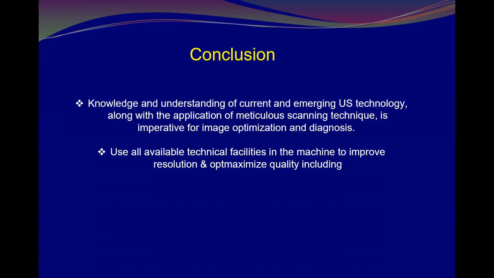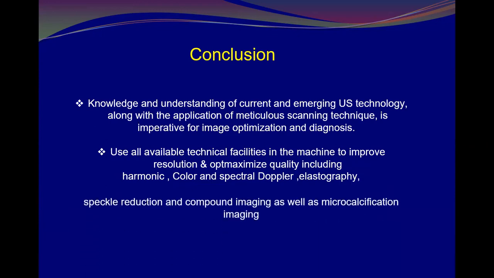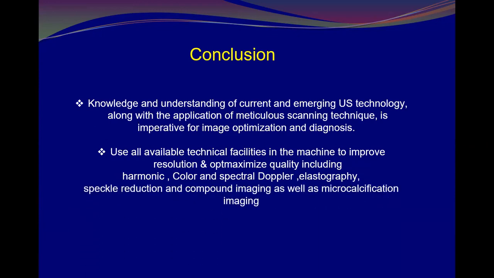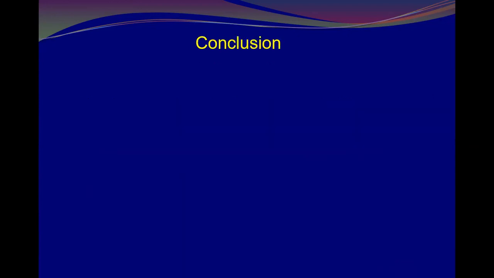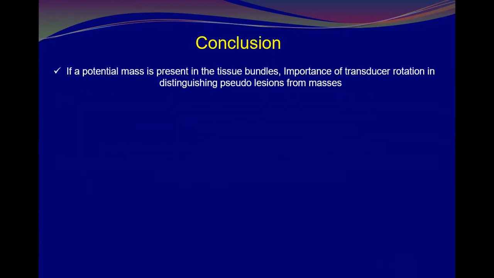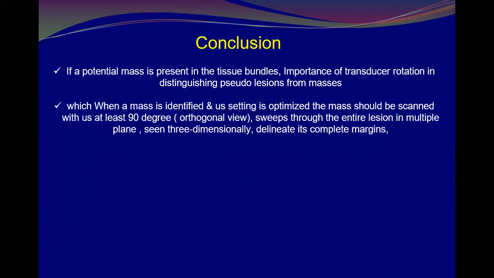Use all available technical facilities in the machine to improve resolution and optimize quality, including harmonic, color, spectral Doppler, elastography, speckle reduction, compounding, and so forth. If a potential mass is present in the tissue bundles, note the importance of transducer rotation in distinguishing pseudo lesions from masses.